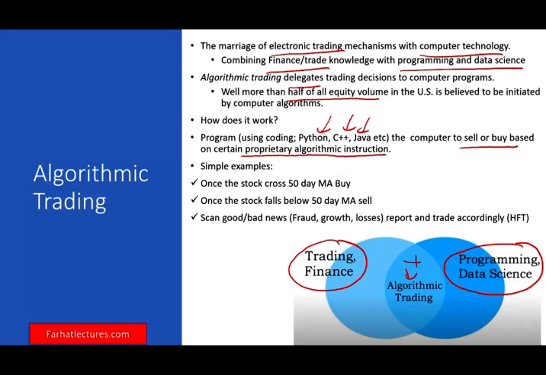Now, algorithmic trading is a little bit more than that. It could also scan good or bad news, looking for words like fraud, growth, losses. Once they look at that news, they analyze it and trade accordingly. So if it's good news, they will buy the stock. If they think it's bad news, they will sell the stock.